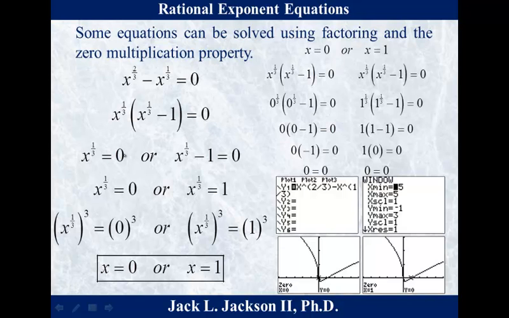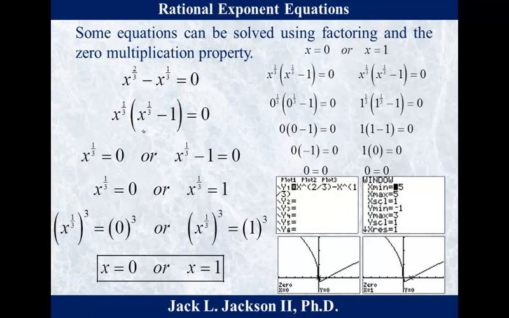So you either get a equals 0 or b equals 0. The a is the x to the 1/3. So either you get x to the 1/3 equals 0, or you get the other factor, x to the 1/3 minus 1 equals 0. On the one on the right, I went ahead and added 1 to both sides of the equation, and now we're going to raise to the reciprocal power both sides there.